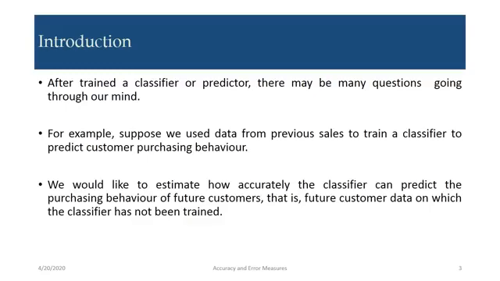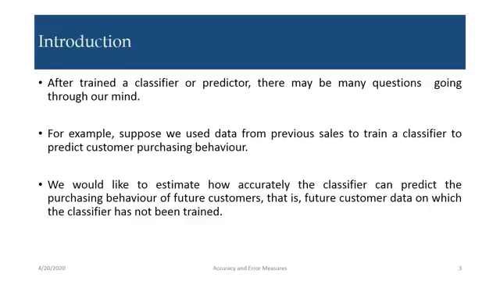For example, suppose we use data from previous sales to train the classifier to predict customer purchasing behavior. Suppose that is a shopping mall database where we have a data set that tracks the previous sales records and trains our classifier. Why are we going to train our classifier? To predict a particular customer's purchasing behavior. We would like to estimate how accurately the classifier can predict the purchasing behavior of future customers, that is, future customer data on which the classifier has not been trained.